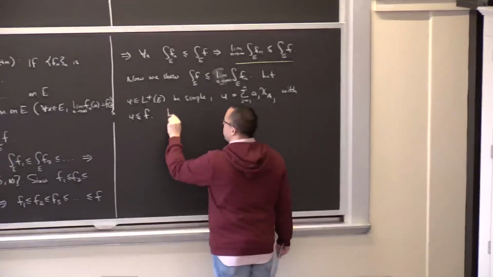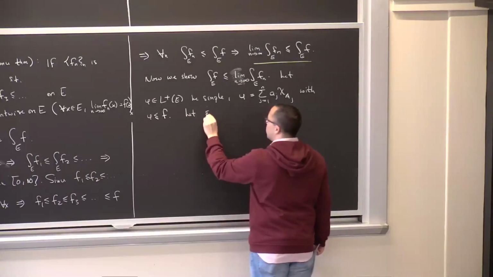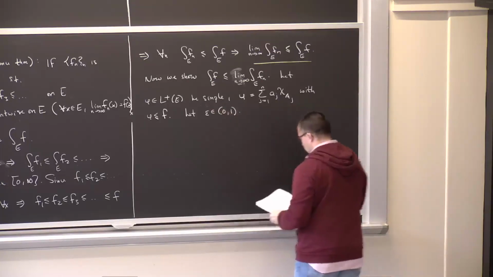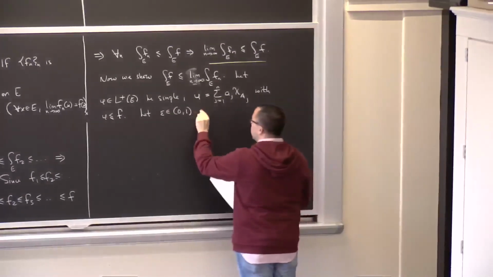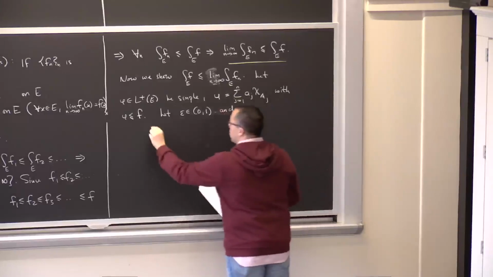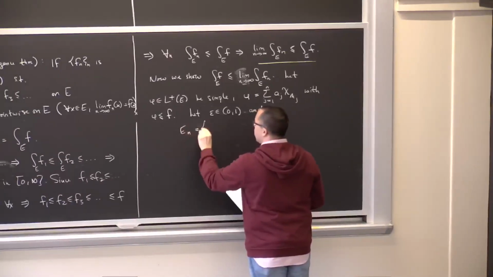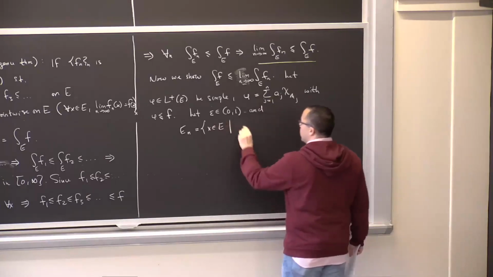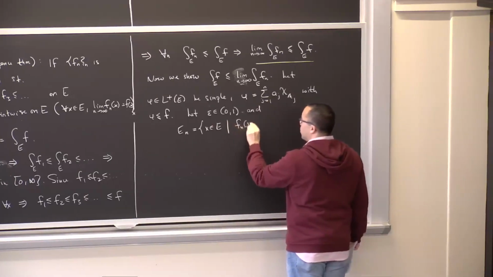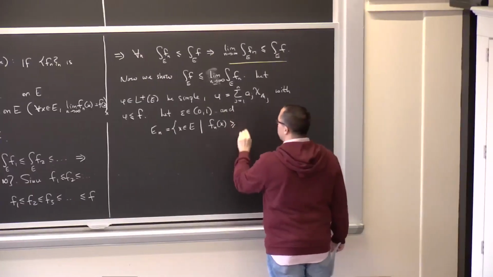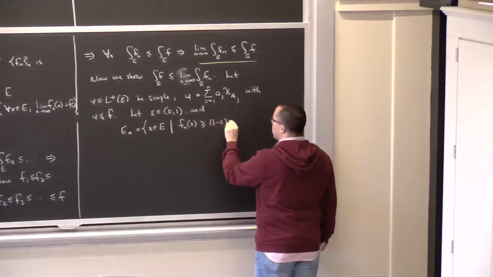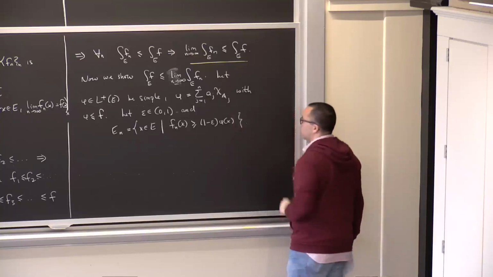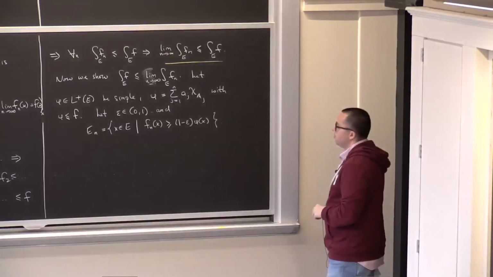So here's that little bit of room I was referring to. Let epsilon be a small number between 0 and 1. And let E_n be the set of all x's in E such that fn of x is greater than or equal to (1 minus epsilon) times phi of x. Okay?